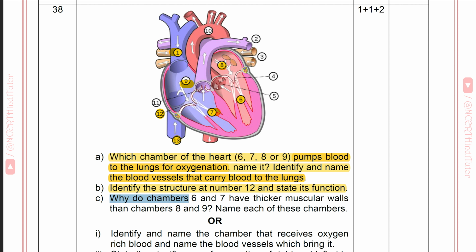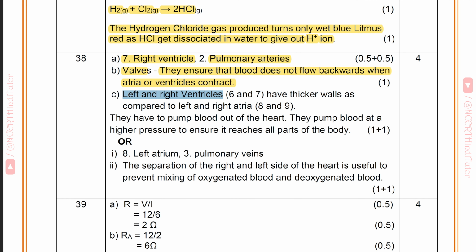C. Why do chambers 6 and 7 have thicker muscular walls than chambers 8 and 9? Name each of these chambers. Answer. Left and right ventricles 6 and 7 have thicker walls as compared to left and right atria 8 and 9. They have to pump blood out of the heart. They pump blood at a higher pressure to ensure it reaches all parts of the body.